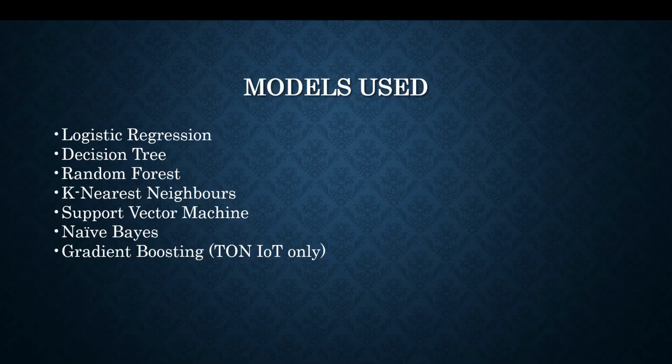The fifth one is support vector machine. It's great for nonlinear boundaries. The sixth one is naive Bayes. It's a probabilistic model included as a benchmark. And the final one is gradient boosting, which I used only for the TON_IoT dataset because I found that it works well with the numerical telemetry data. By using a mix of linear, tree-based, ensemble, and distance-based models, I was able to compare a wide range of learning behaviors.